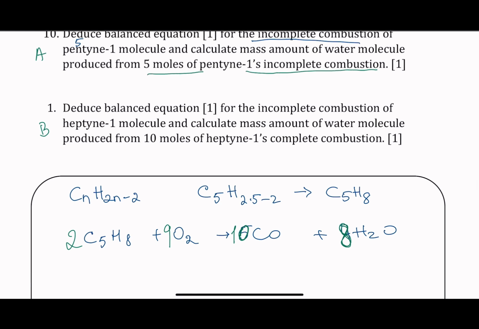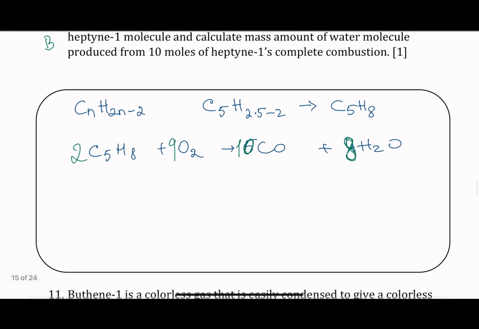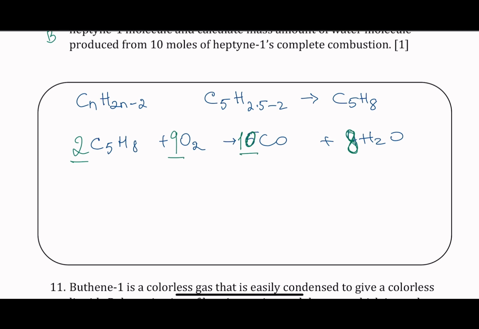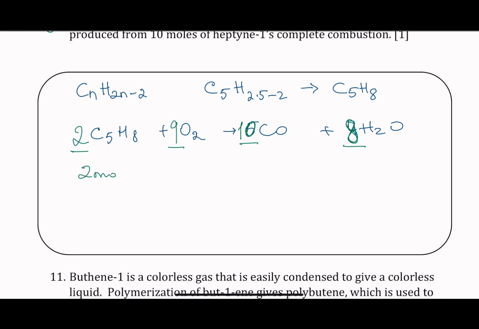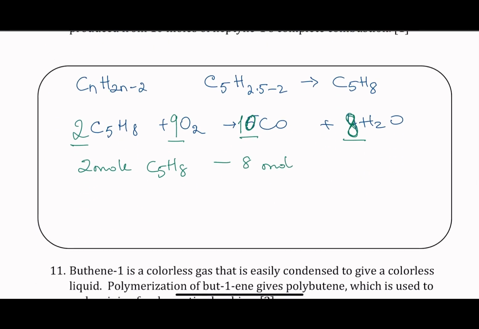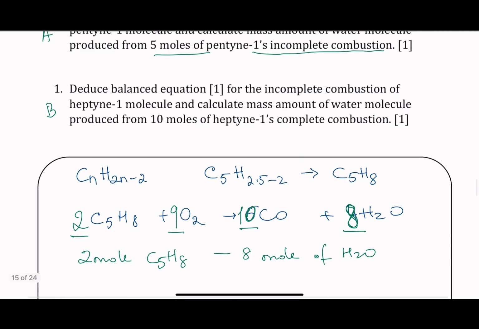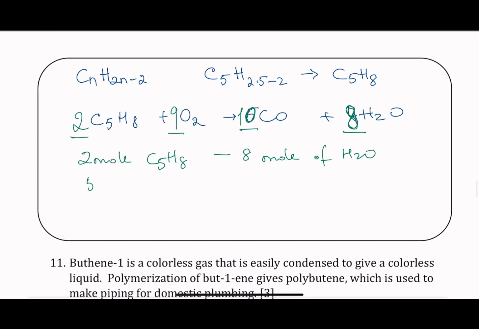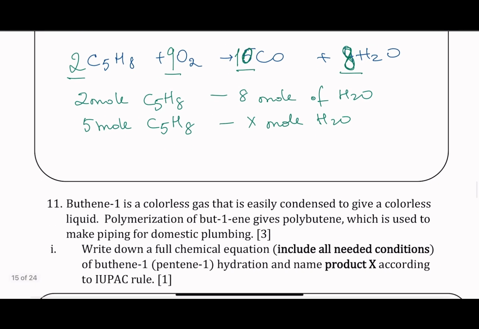Now it's asking about 5 moles of pentyne 1's incomplete combustion. So we know that these coefficients are giving us the number of moles. If you have 2 moles of C5H8, you would get 8 moles of water. So for 5 moles of pentyne, you would get X moles, and we do the ratio. 2 times X would be 8 times 5, and X is 20 moles of water.